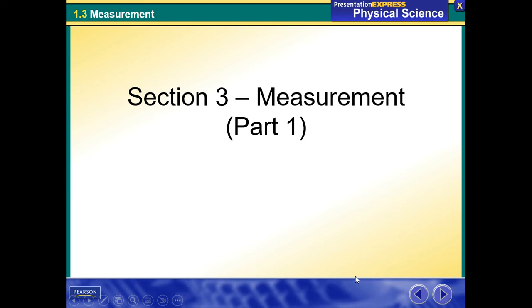Hey everyone! Today in Integrated Science, we're going to start section 3. This section talks about measurement, which is pretty important in science.